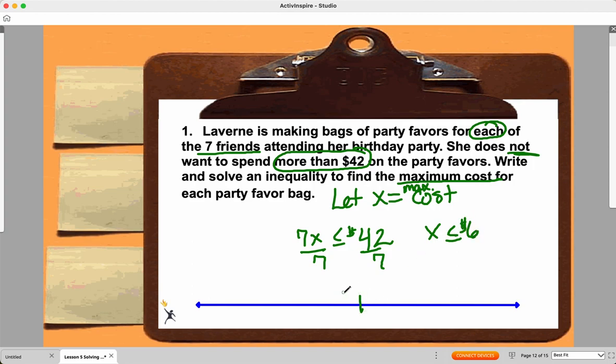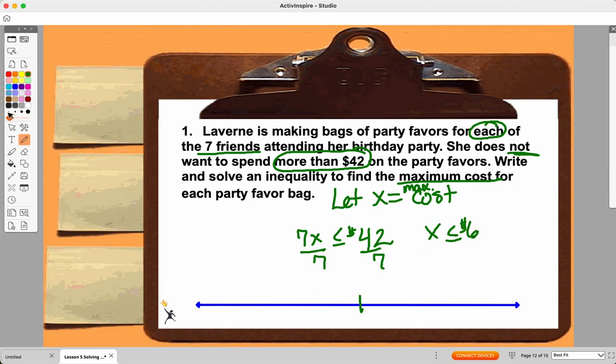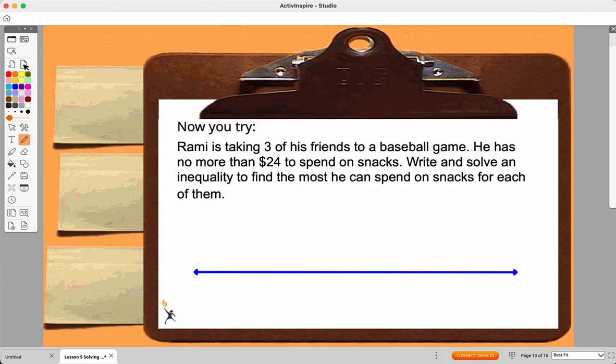So yeah, and we're going to skip the graph on this one. We don't need to worry about graphing this one. So any answer from $0 to $6 would be an acceptable amount to spend on these party favor bags. All right, it's your turn. Pause the video and help out Rami.